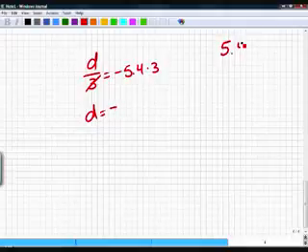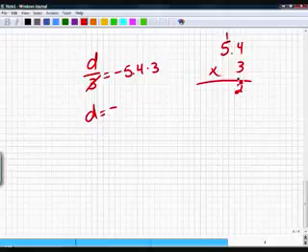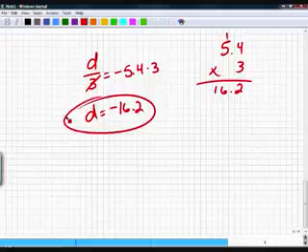Negative 5.4 times 3. 12, carry the 1, 16, where do you put the decimal? 16.2. Why did we put it there? There's one number to the right of the decimal. Good job, Tom.